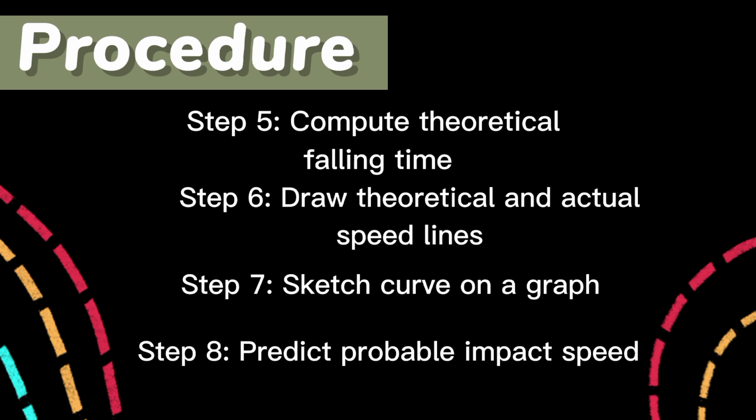Step number 8. Draw a horizontal line from the upper right corner of your stippled region over to the speed axis. Where it intersects the speed axis is the object's probable impact speed.